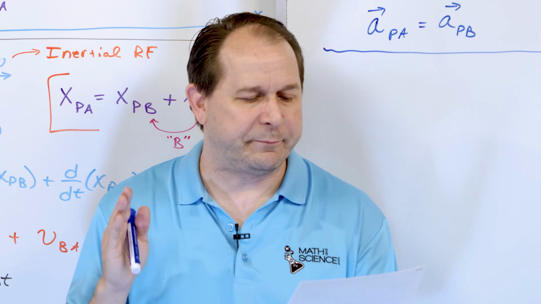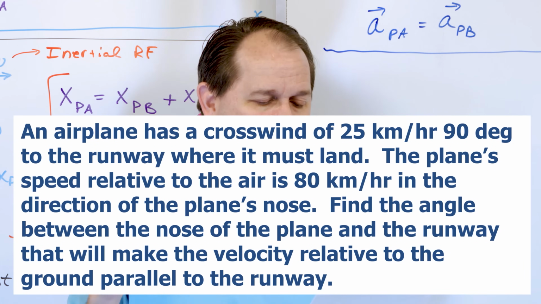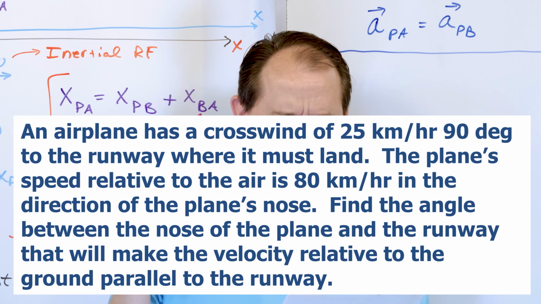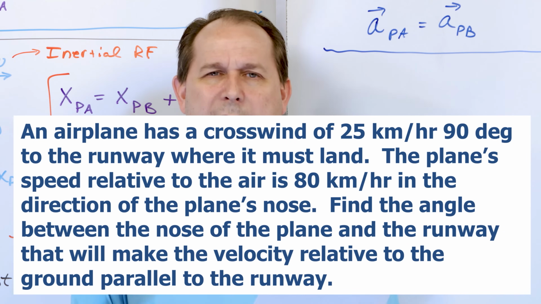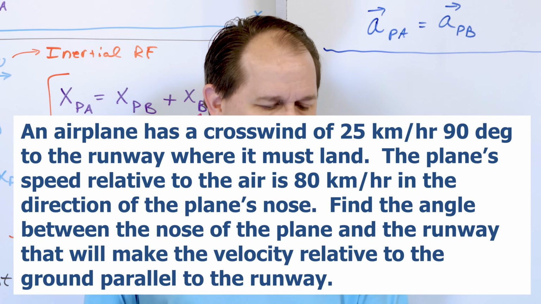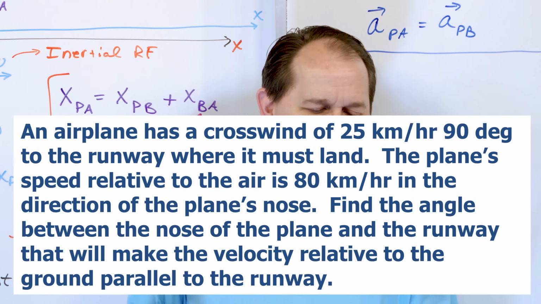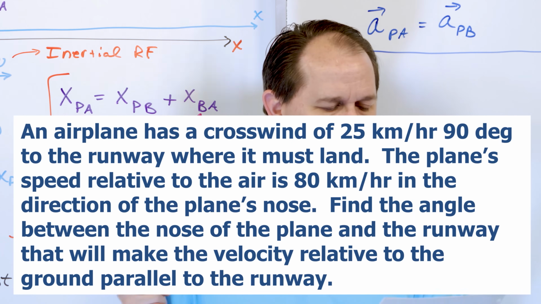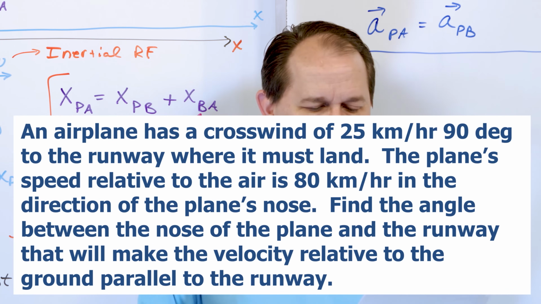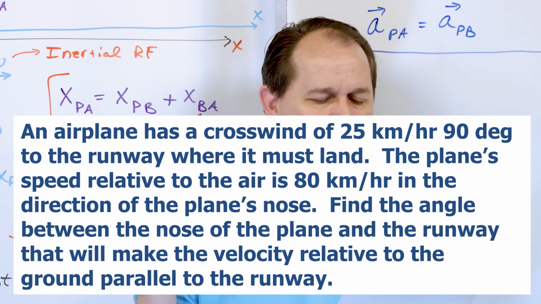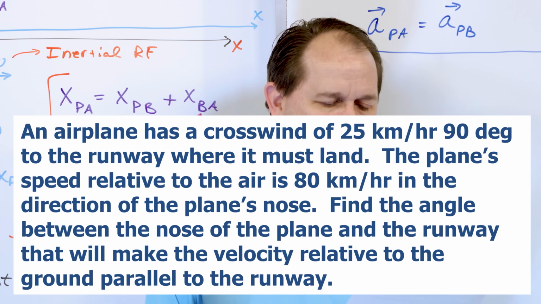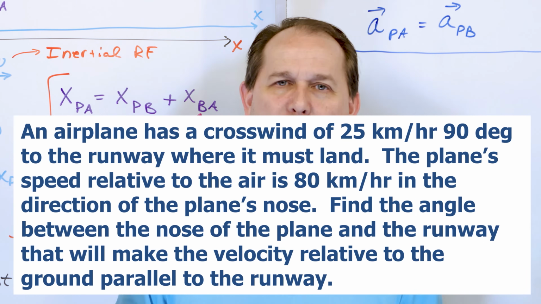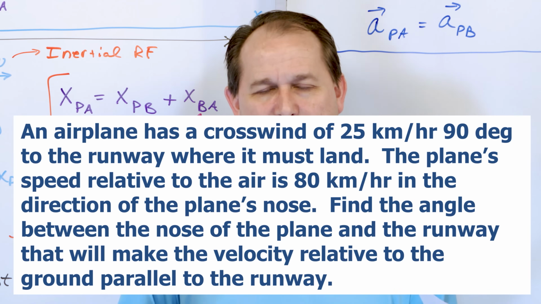An airplane experiences a crosswind of 25 miles an hour, actually 25 kilometers per hour, and it's perpendicular to the runway where the airplane must land. It's kind of what I just described. The plane's speed relative to the air is 80 kilometers per hour in the direction that the plane's nose points. Find the angle between the direction where the plane's nose points and the runway's direction that will make the plane's velocity relative to the ground parallel to the runway. This is a bunch of words for what I was trying to describe to you.